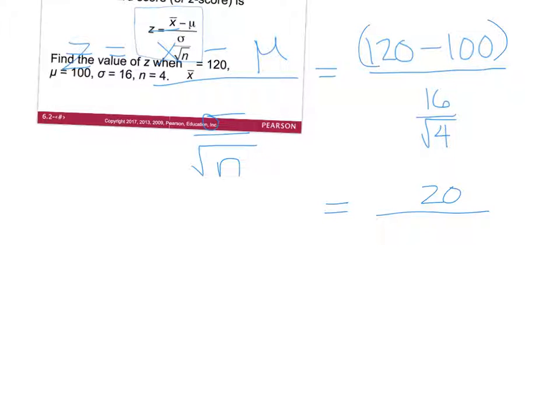And then you want to simplify the denominator separate. The square root of 4 is 2. And 16 divided by 2 is 8. And then 20 divided by 8, you can either get a decimal if you want, or you can leave it a fraction. You'll have to pay attention to what the computer is asking you for. It is 2.5.